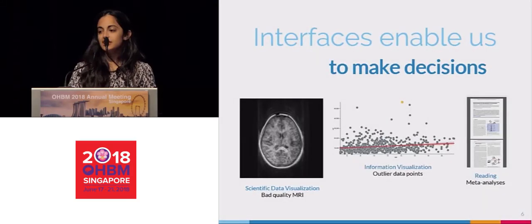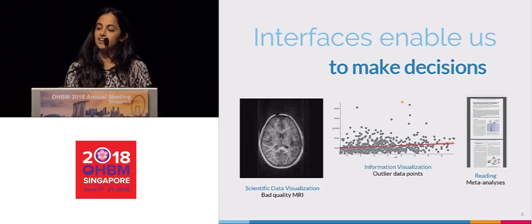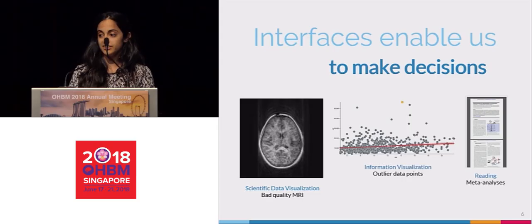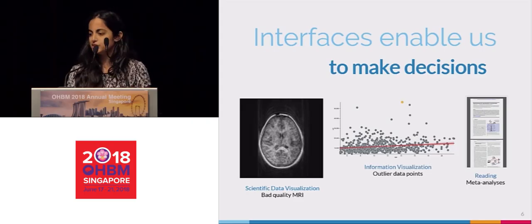So interfaces, they enable us to make decisions. So on the left, you can see a scientific data visualization of an MRI scan. I'm not sure if you can see, but if you look closely, it's very blurry, it's bad quality, and so the decision you would make is to remove this from your analysis. We also have information visualization, where you can see a scatter plot in the middle, and you can see very obviously there are outlier data points, and you would think, something's wrong with this data, I should look into it.